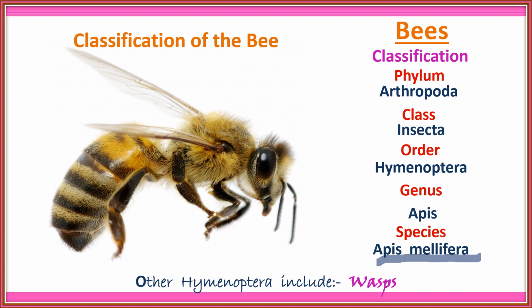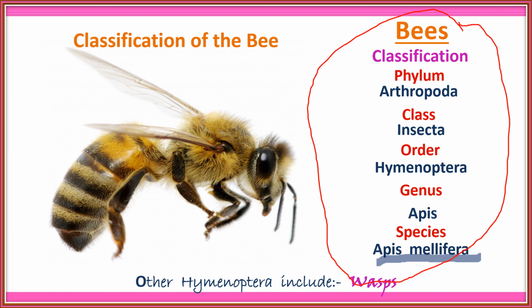So that is the classification of the bee. We have to get it on our fingertips. It is in phylum Arthropoda, class Insecta, order Hymenoptera, genus Apis, and the species name is Apis mellifera. And other Hymenoptera include the wasps.